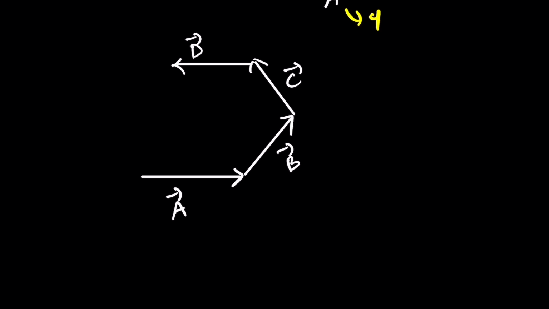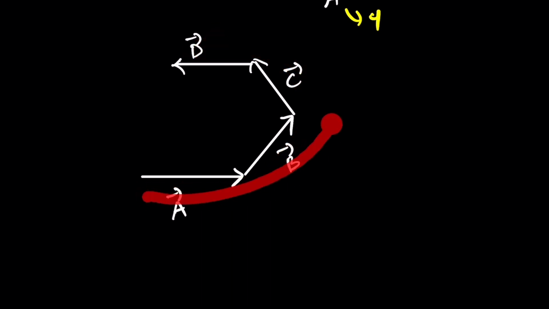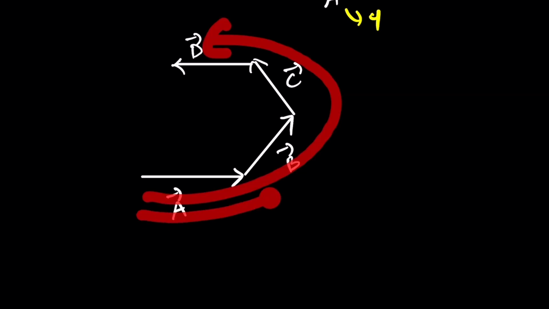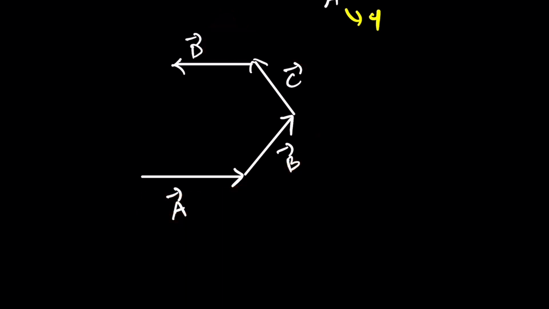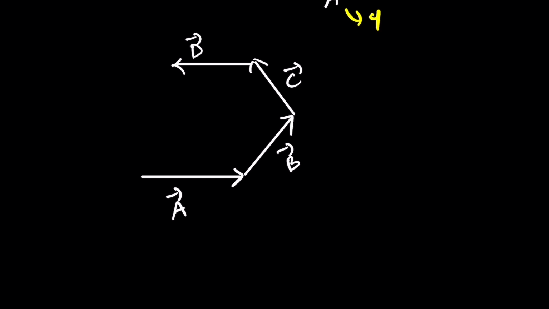A vector, B vector, C vector, D vector, they are all in the same order. They are in one continuous flow. So A vector, B vector, C vector, and D vector, they are in the same order. Now let's close the polygon. Let's draw the closing side of the polygon. Let's draw this side.